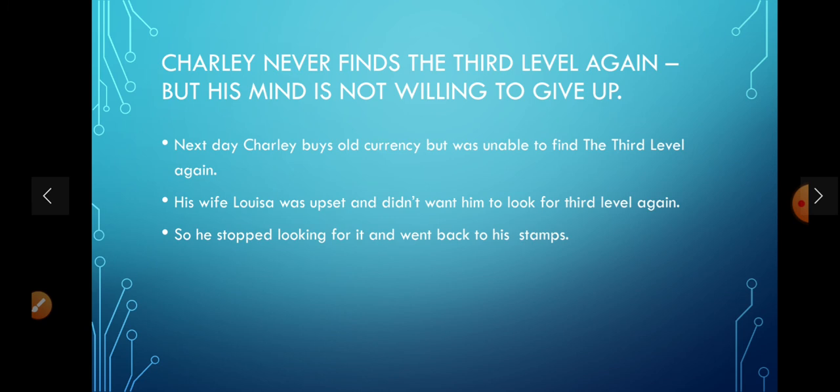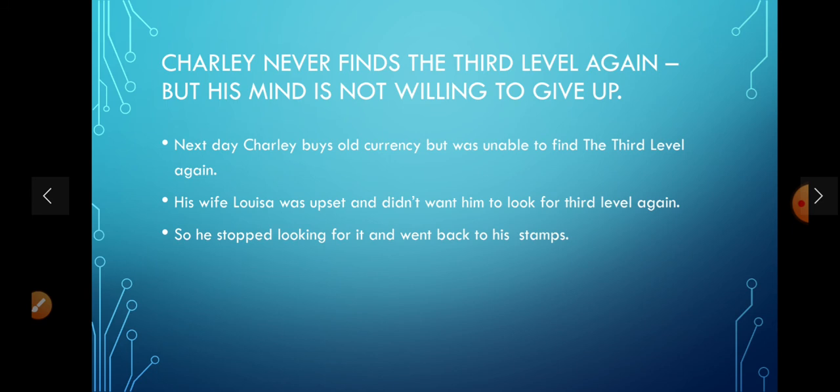Now, so he decides to come home and go back the next day with the old currency. Now, when he does that, Charlie never finds the third level ever again. But his mind is not willing to give up. Now, that's very important. And then that is how we can track the issue. So next day Charlie buys old currency but was unable to find the third level again. His wife Louisa was upset and didn't want him to look for the third level again. So he stopped looking for it and went back to his stamps.